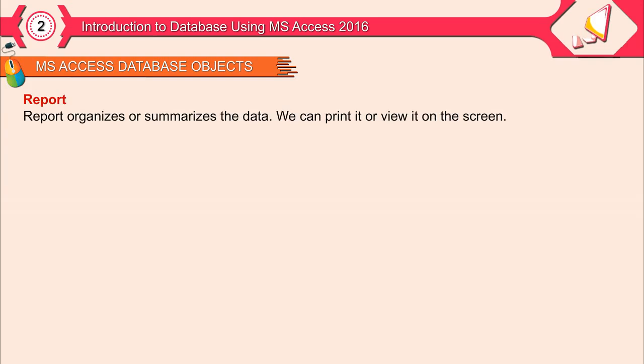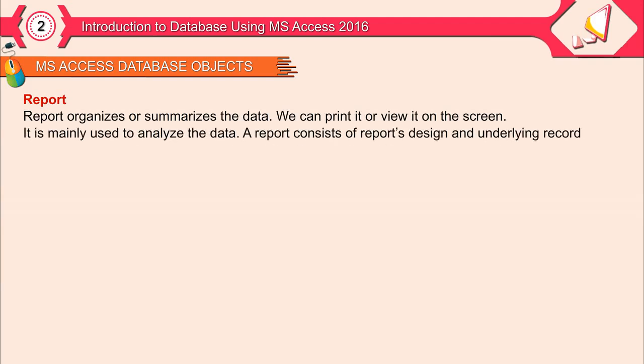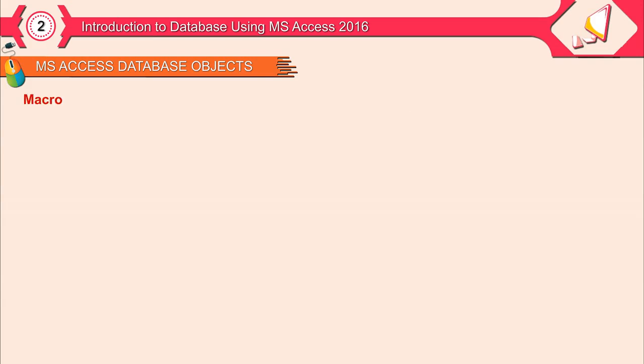Report. A report organizes or summarizes the data. We can print it or view it on the screen. It is mainly used to analyze the data. A report consists of the report's design and the underlying record source, which are the records contained in tables.